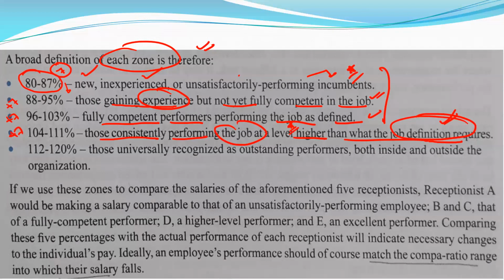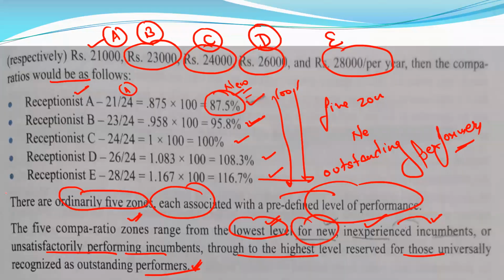Last one: those universally recognized, or we can say the outstanding performers, both inside and outside the organization. So this is the definition of each zone. Now let's move towards the first question.